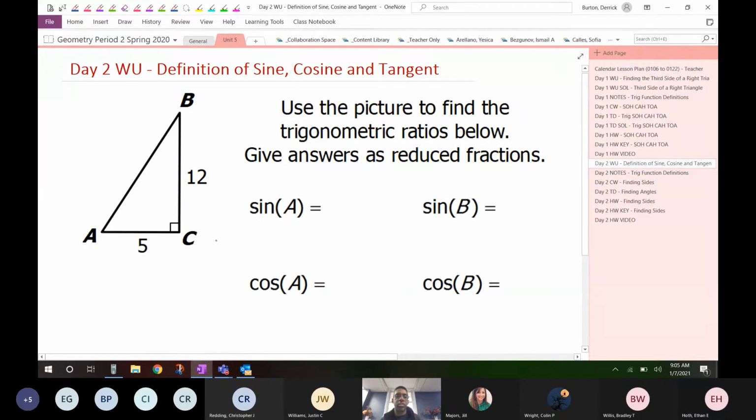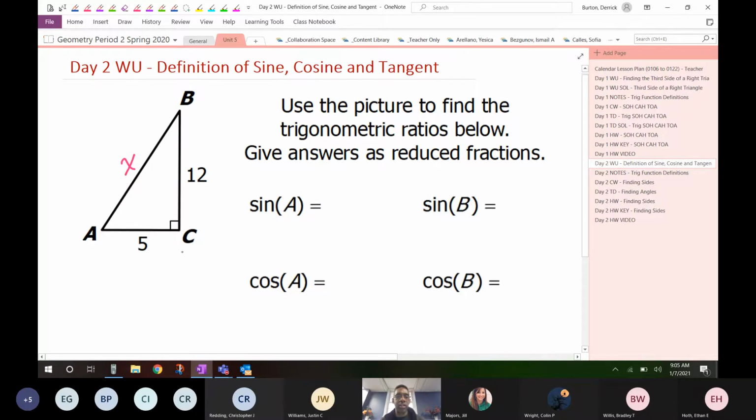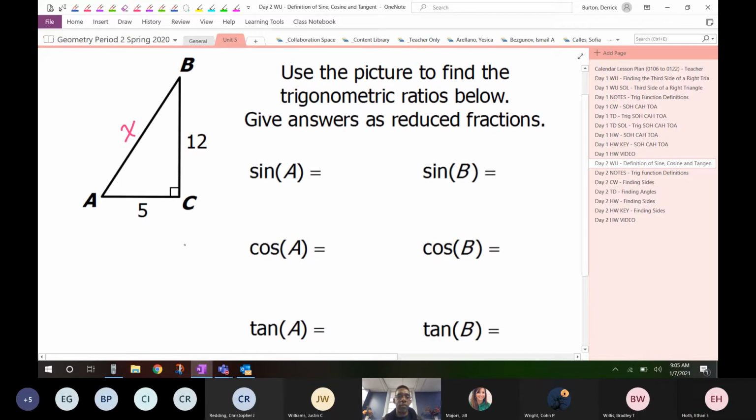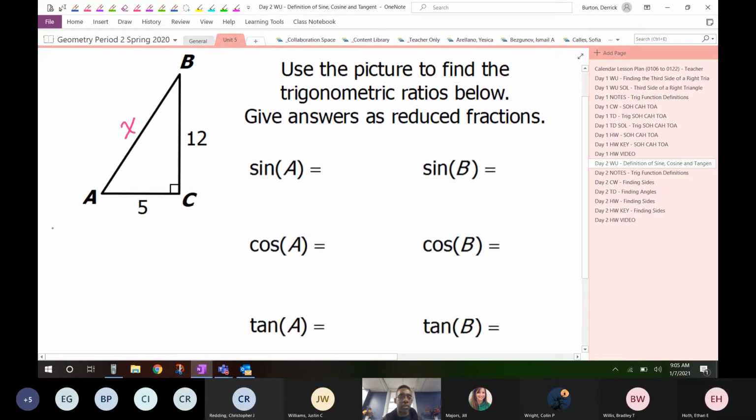The first thing we should really do is find the missing side of this problem. We have the 5 and the 12, but we don't have the hypotenuse over here. So I'm just going to put an X on that. Anytime you have two sides of a right triangle and you are missing the third side, that is a job for the Pythagorean theorem.